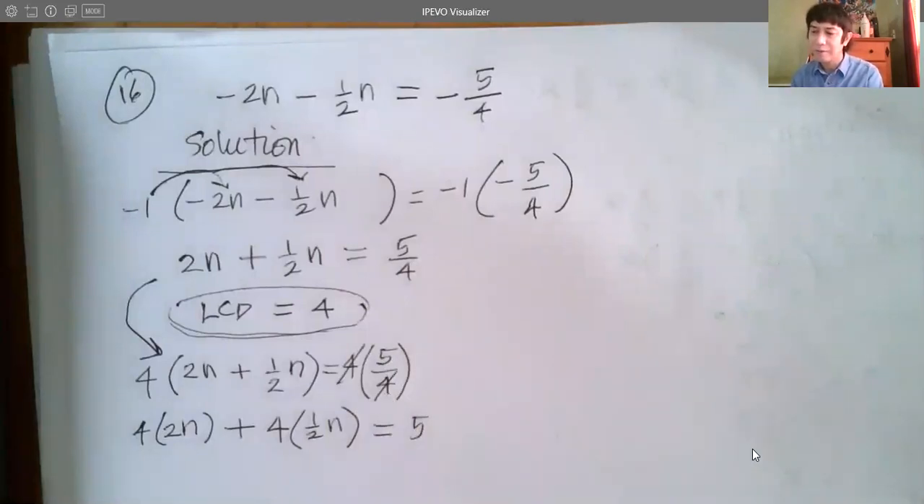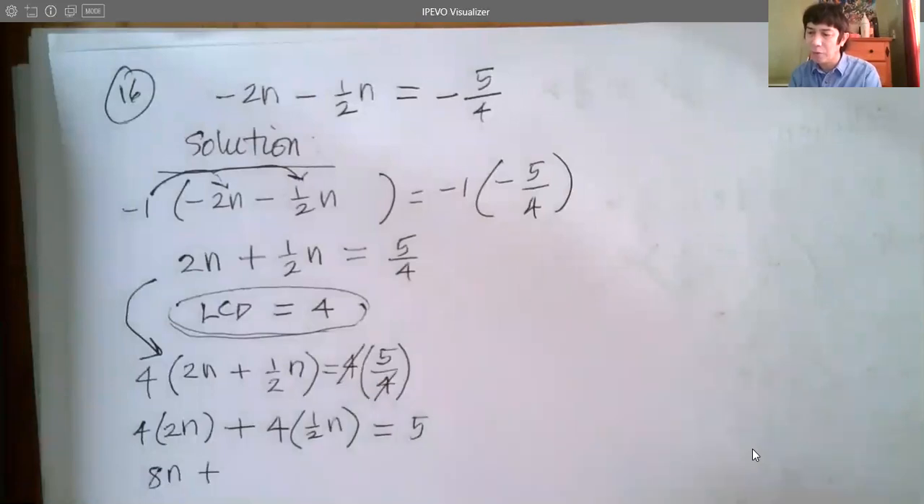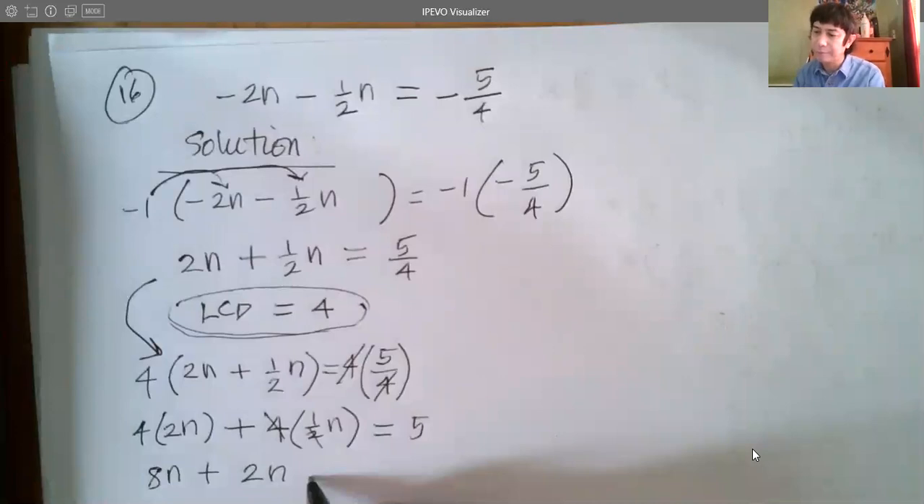All right, what happens to the left side is now 4 times 2n, which is 8n, plus 4 cancels out by the 2. So that's 4 cancels out by the 2, that is 2. And then 2 times 1. So you have 2n there. You can also think of 4 times 1/2 as 4 times 1, 4, and then 4 divided by 2, which gives us the 2. And the number n remains there. Okay, this is how to multiply an integer by a fraction. And this will now be equal to 5.